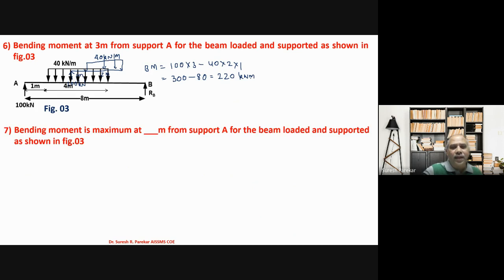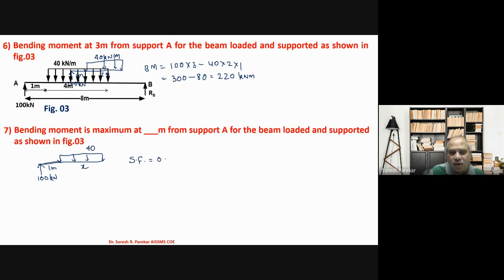Then bending moment is maximum at that distance. Now we have to consider some x distance. So let us say we have this as 100 kilonewton. This is 1 meter, and from 1 meter we have UDL. Then we have this value that is equal to 40. This is x. So bending moment is maximum where shear force is 0.